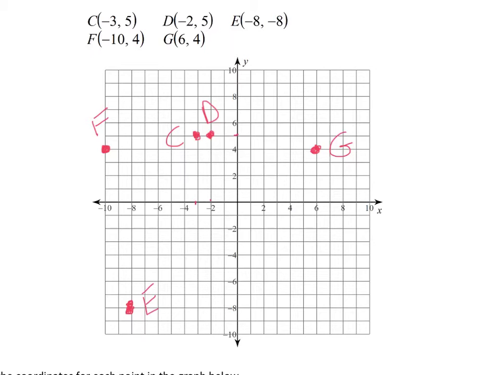You should have put F over here, and you can see it is 4 up for the y coordinate and negative 10 over for the x, and G is right here, and you can see that is 6 over for the x and up 4 for the y to that point.